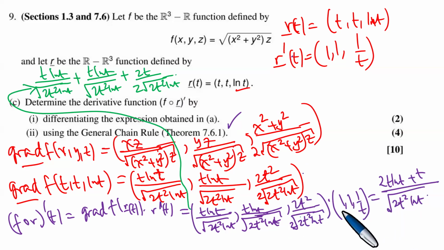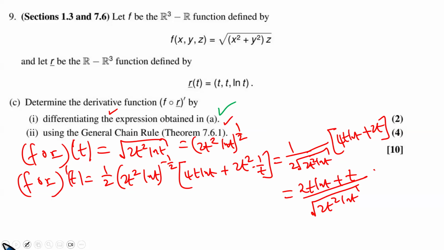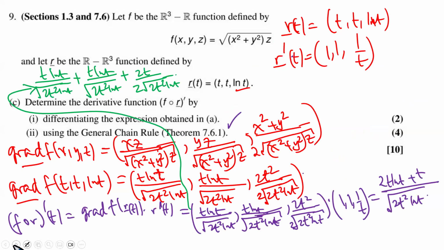And this answer is the same as the other one we got, 2t ln t plus t over the square root of that. It's exactly the same as the one we got when we just differentiate the expression in A straight away. Because there was a 2 there, but the 2 cancelled out and there was no 2 left. Okay, so we're good. Yeah, this concludes our discussion.